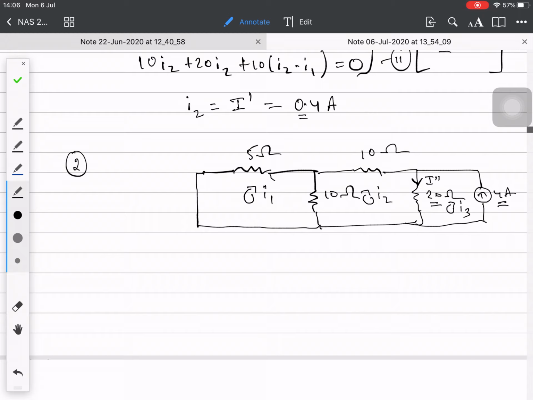I am using mesh analysis here. Personally, for me it's the easiest. You can use any other analysis method, you are free. There is no restriction upon what method you use to find I double dash, right?